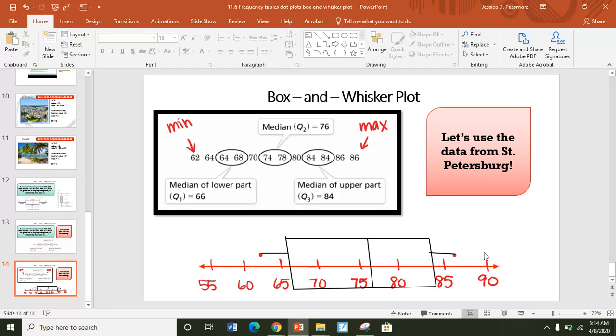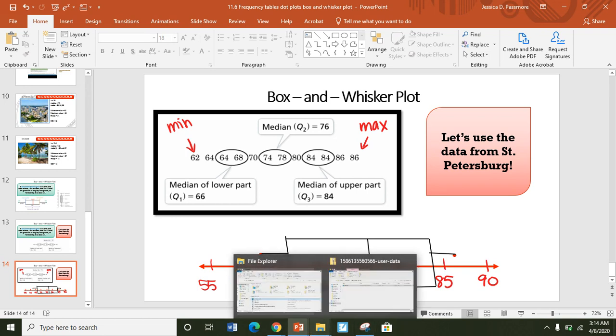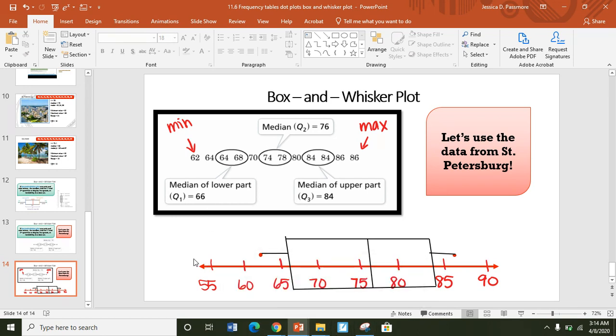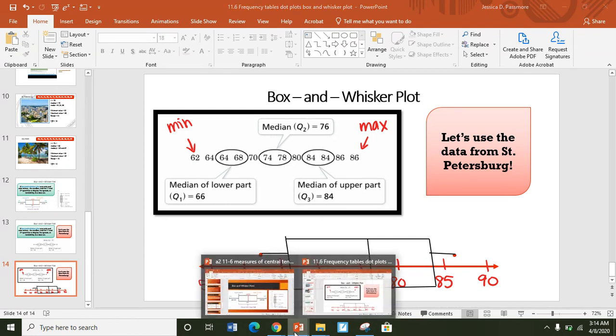So your assignment, since we've been talking about St. Petersburg and Key West, is to take the data from Key West, draw your box and whisker plot for me, and then also explain the process. You can see that in our HyperDoc, but that's a pretty good rundown of everything that we talked about up to box and whisker plots on stats.